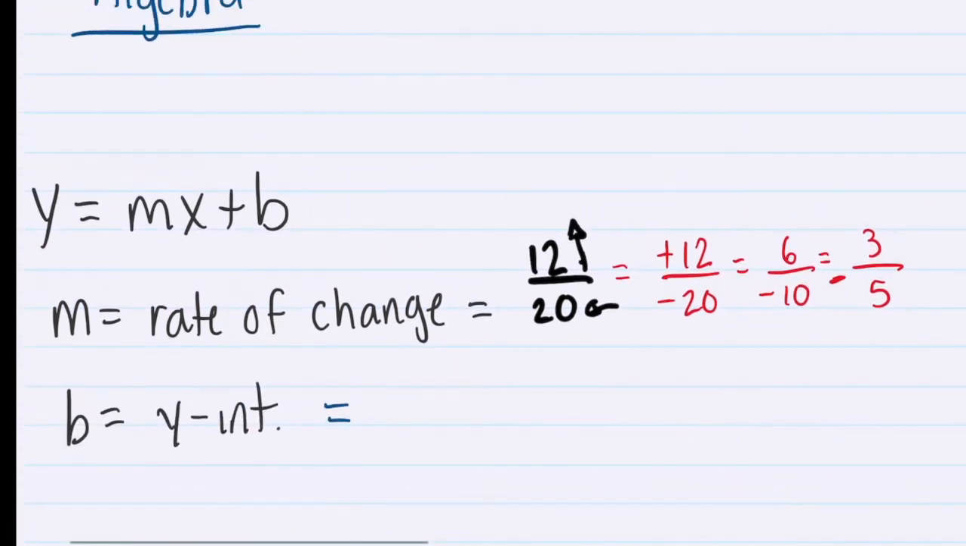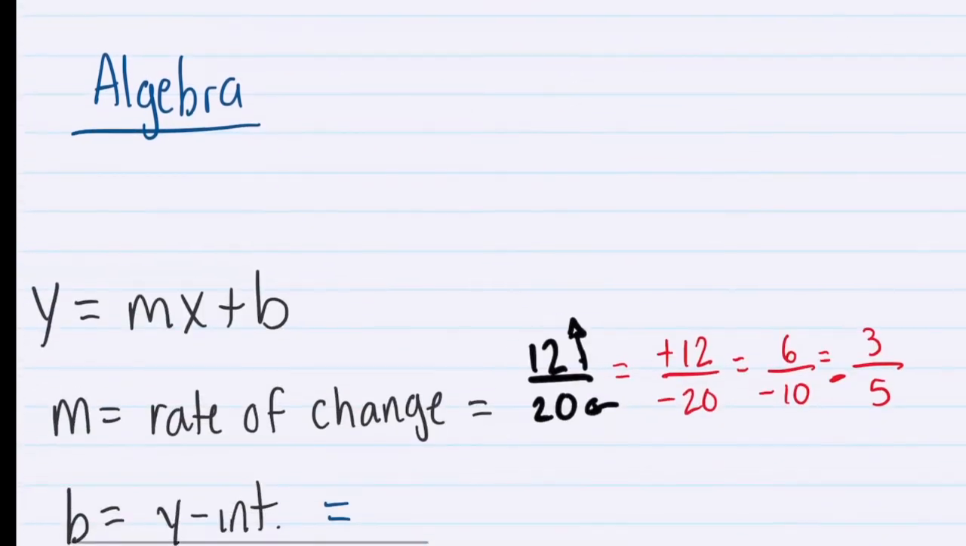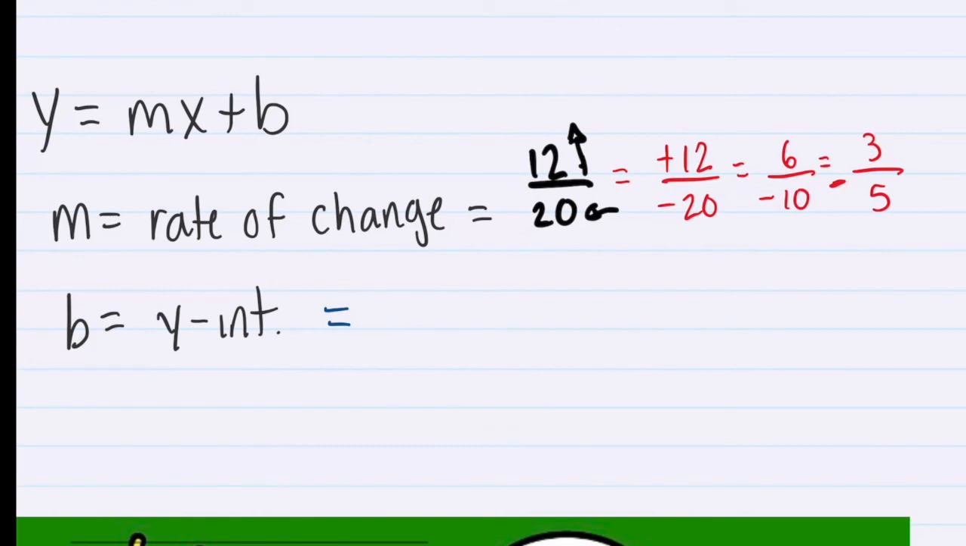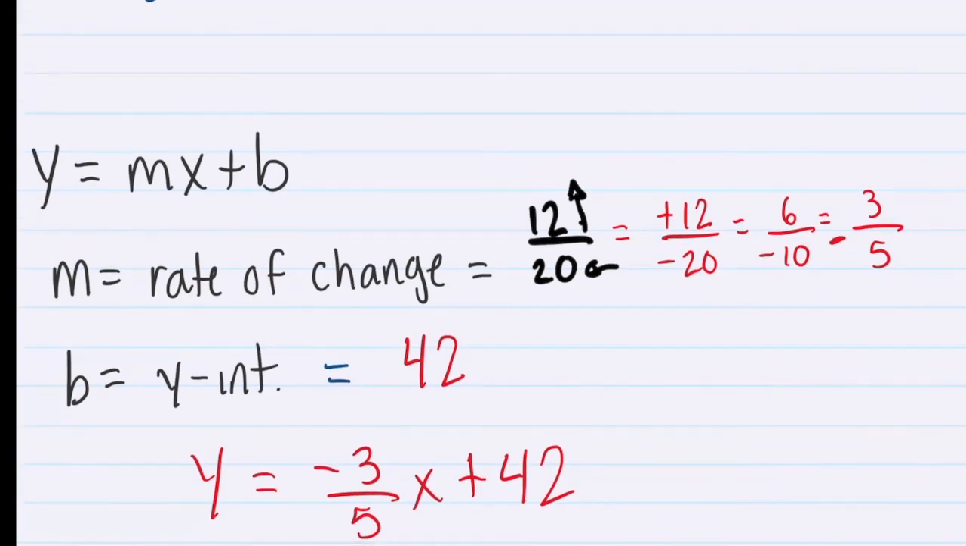Now, what's my y-intercept? Remember, where is it touching at 0? Right here. We said it was 42. So our equation would be y equals, my slope was negative 3/5 x plus 42. And that's going to be your equation if they were to ask you. And that's basically what you do.